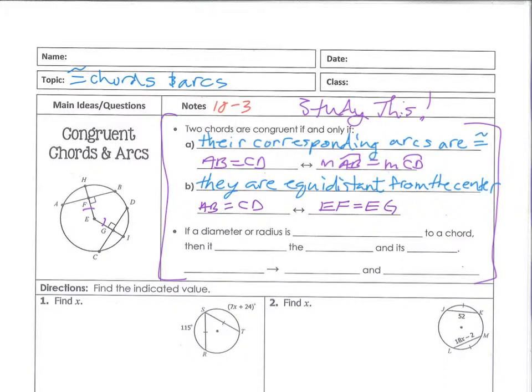And then the third thing that we need to talk about is here, if a diameter or radius, so here's a radius from here to here, and isn't a radius part of a diameter? Right? So if a diameter or a radius is perpendicular to a chord, see that right there? Then it bisects this chord. So if it's perpendicular to a chord, this chord right here is going to get bisected. So that's something that you have to study and remember.